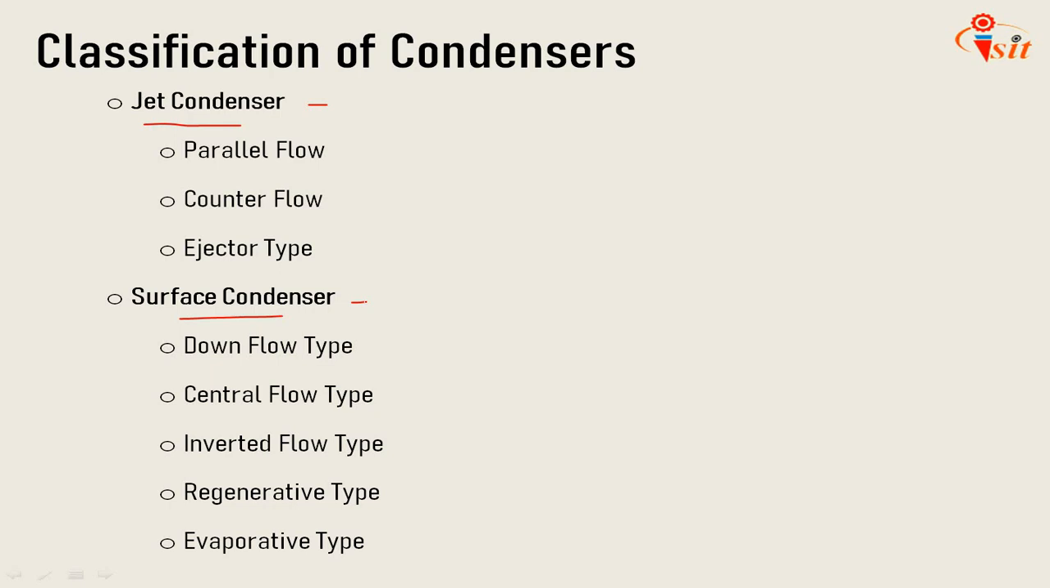A jet condenser is simpler and cheaper than a surface condenser. It should be installed when the cooling water is cheaply and easily available, or when a cheap source of boiler feed water is available. A surface condenser is most commonly used because the condensate obtained is not thrown as a waste but returned to the boiler. Now again, these jet condensers are classified as parallel flow type, counter flow type and ejector flow type.